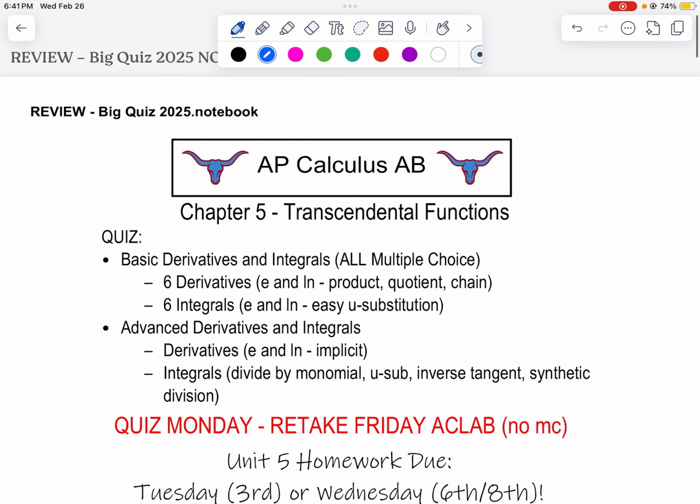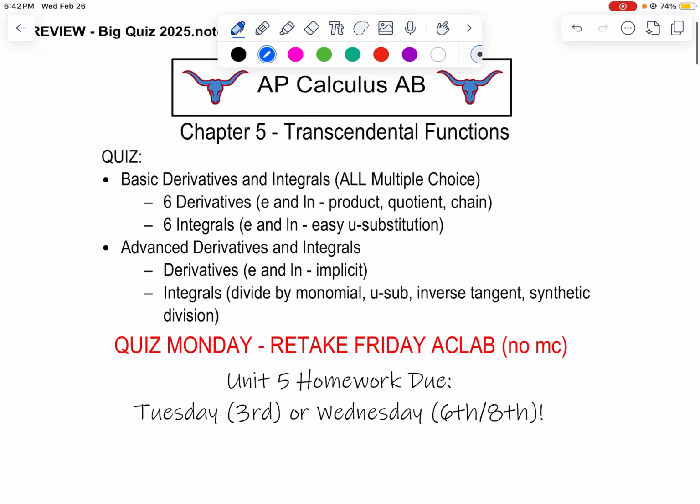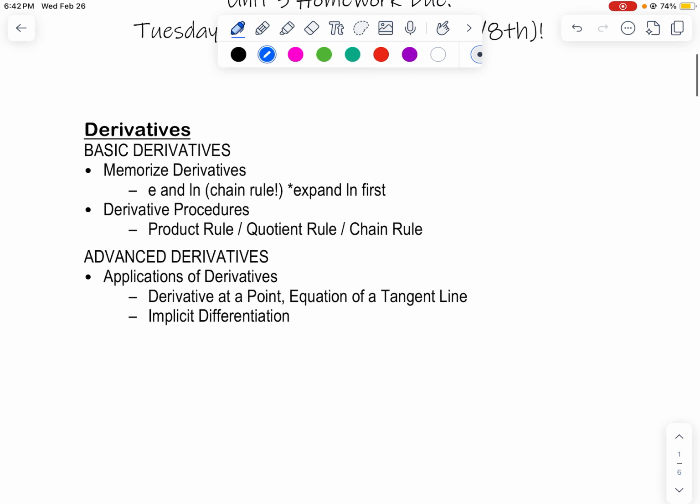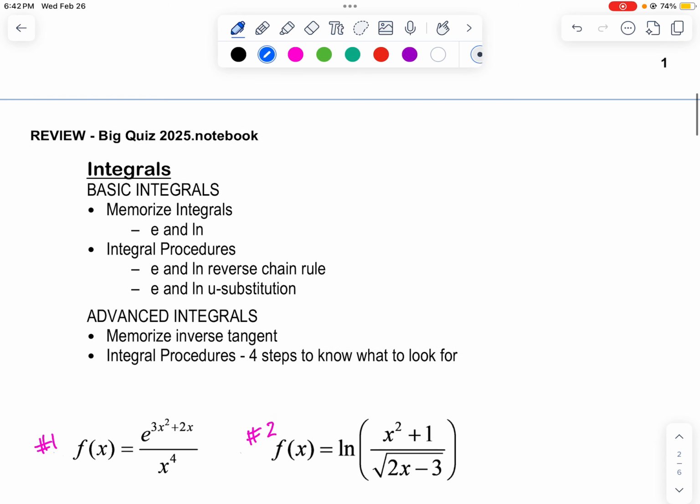Then the advanced derivatives will be implicit differentiation, and then the integrals all mixed up: divide by a monomial, U sub, inverse tangent, and synthetic division. So a couple things to review. Here is a little bit more detailed breakdown of what you will see as far as derivatives. Here's a little bit more detailed breakdown of what you will see as far as integrals. Make sure you memorize that inverse tangent.